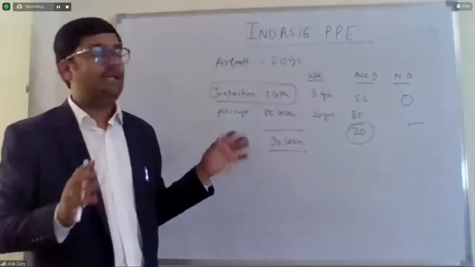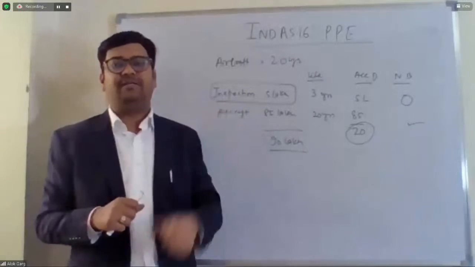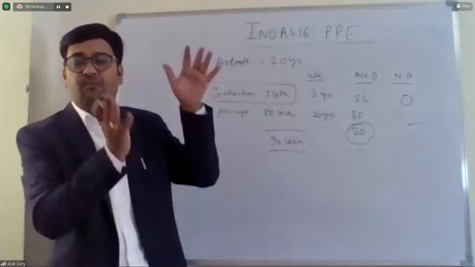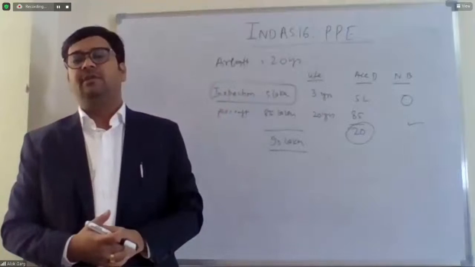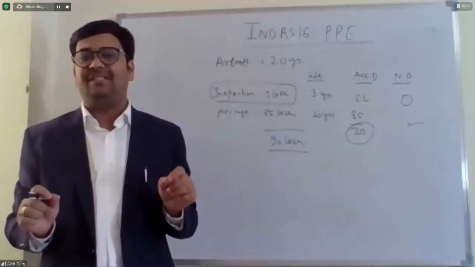But let's assume the life of the aircraft is 20 years. So in this case, both the components have to be depreciated over a different useful life. This is a requirement of Ind AS 16 and AS 10.